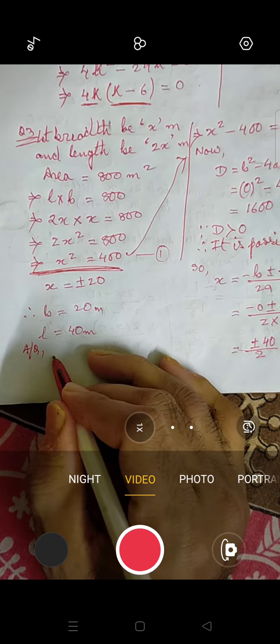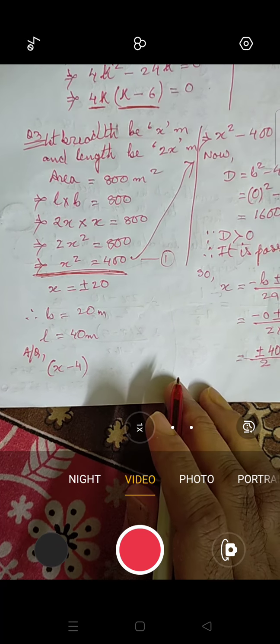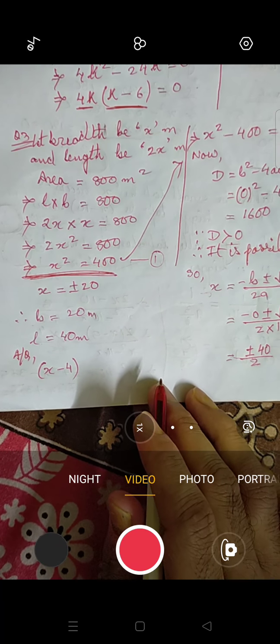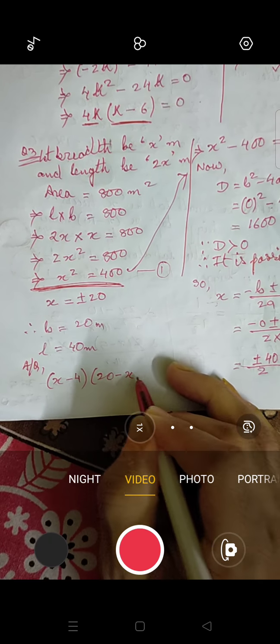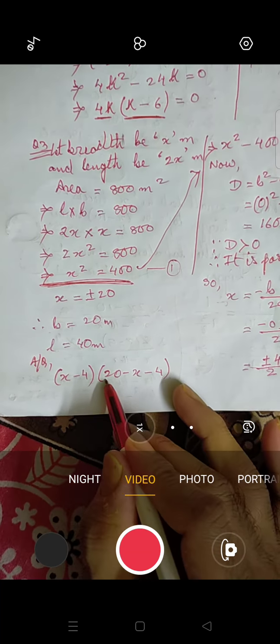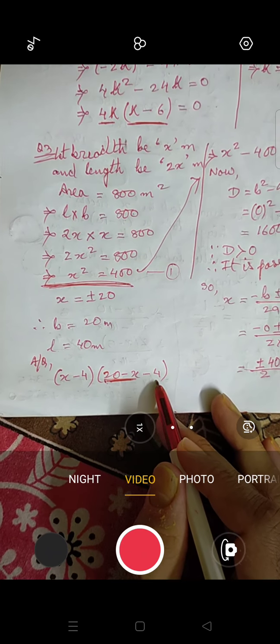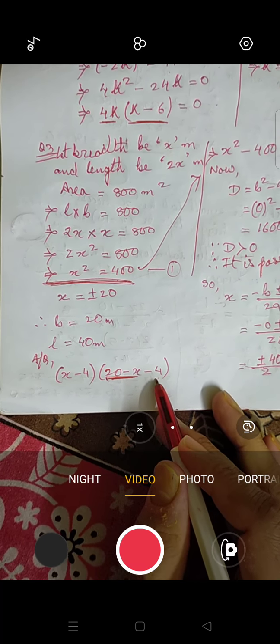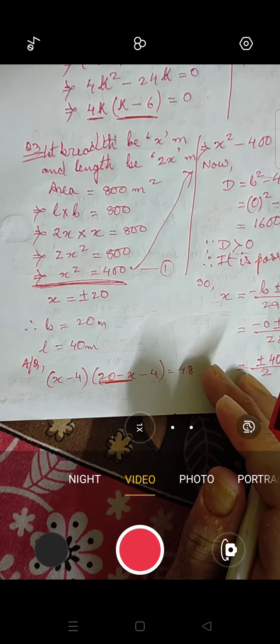What was the present age of the first friend? x. So can I say x minus 4? What is the present age of the second friend? 20 minus x. So can I say 20 minus x minus 4? Because this is the present age, and from the present age you have to subtract 4. And that is equal to 48. It is said the product of their ages 4 years ago is 48.